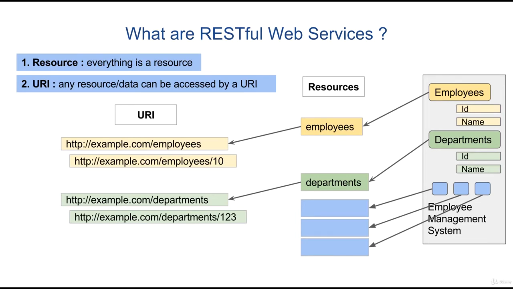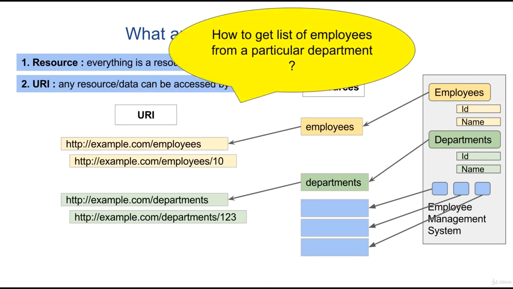So at the backend, we can have all these interlinkages. But what if I want to get the list of all the employees from a particular department? What will be the URI? I think you might have guessed by now. It should be /departments/id of the department/employees. So in this case, I will get the details or list of all the employees under the department 123. So this is how we can make use of resources and URI in REST.